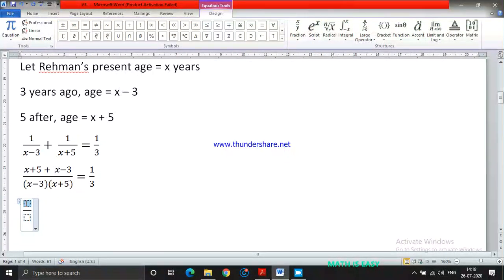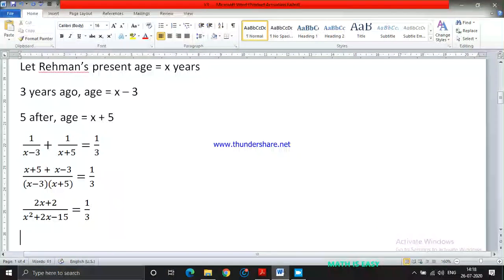So numerator, what do you get? x plus x is 2x, plus 5 minus 3 is 2. In the denominator you will get x square, because x into x is x square, then x into 5 is 5x, minus 3 into x is minus 3x. So 5x minus 3x is plus 2x, minus 3 5s are 15, okay, is equal to 1 upon 3.